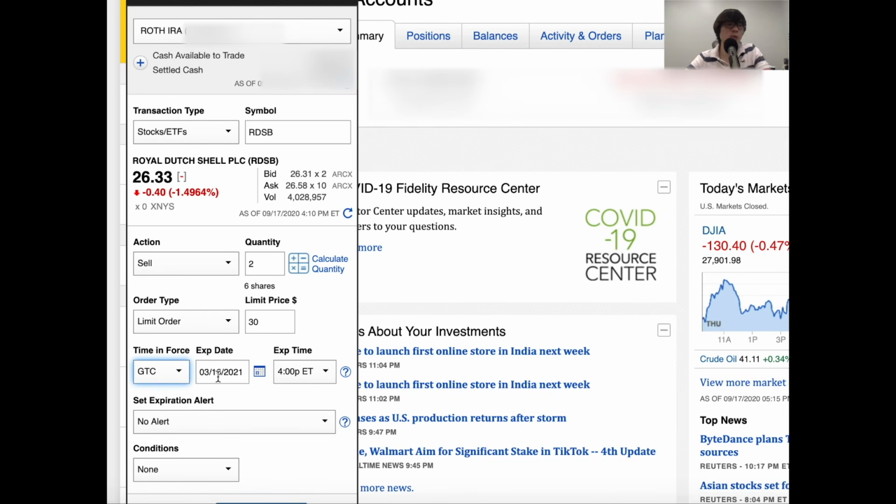Right, and then I can set when I want this order to end or expire if it doesn't get filled, or I could do fill or kill, which means sell both of the shares at the same time or cancel it all together, or immediate or cancel. That means sell it in the instant. If you can't sell it, you can't find a buyer for me, then just cancel the order, right?